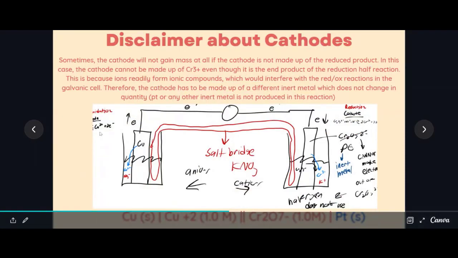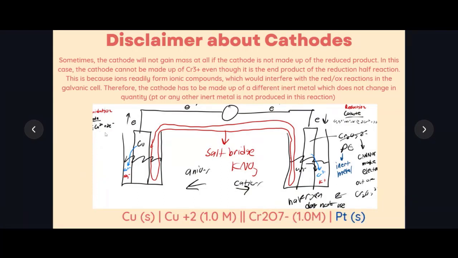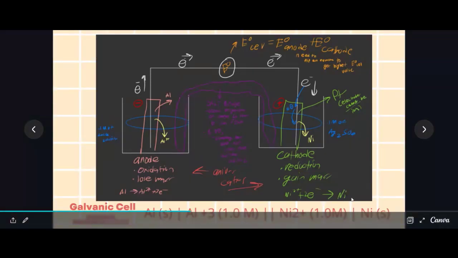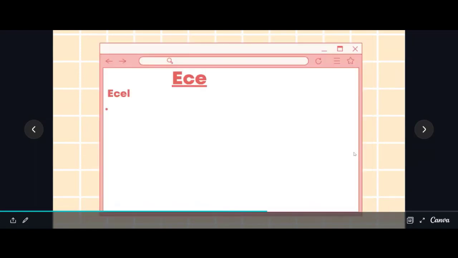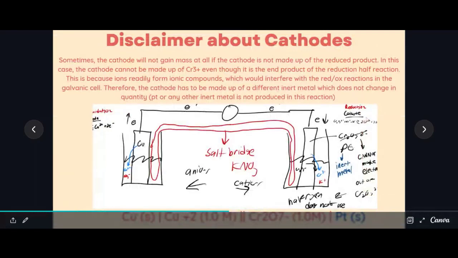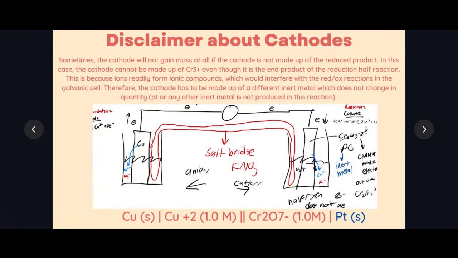So let's take a look at this reaction. This over here on the left is going to be Cu to Cu2+ plus 2 electrons. And on the right side, Cr2O7 2- is going to be reduced to make 2Cr3+. Notice how on the right side of the reduction reaction, you would think that's what the cathode is going to be made out of. But in this case, the right side of this reduction reaction is the Cr ion. And so these electrodes cannot be made out of ions.